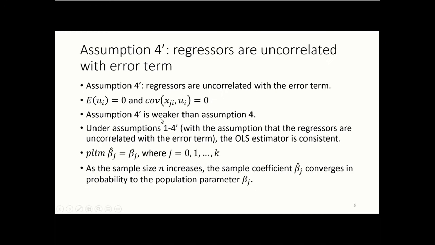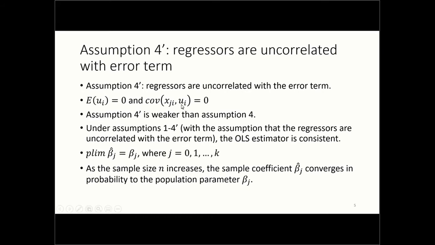Now we will introduce assumption 4 prime, and this is that regressors are uncorrelated with the error term. In other words, we still have that the expected value of the error terms would be equal to 0. This means that the error terms sum up to 0. But now we have that the covariance of xj and u equals 0. So this assumption is weaker than assumption 4. With that assumption, the expected value of u for any x had to be equal to 0. So this means that the errors summed up to 0 at each value of x.